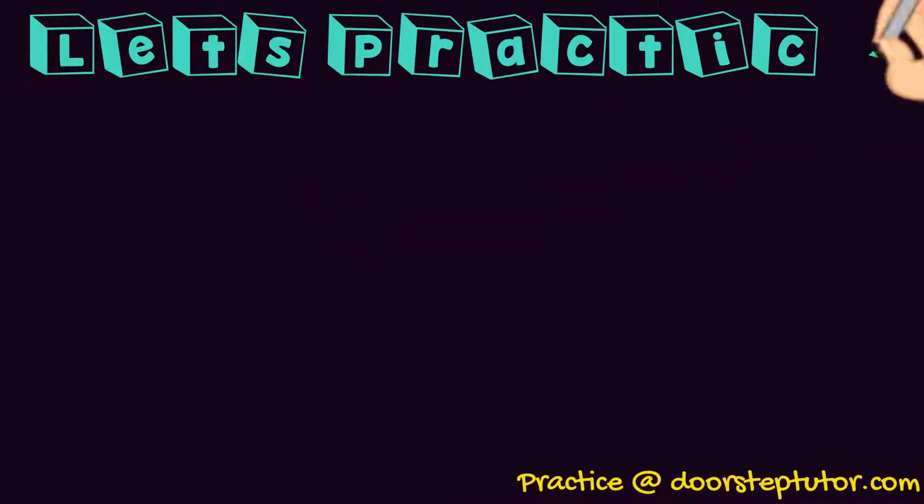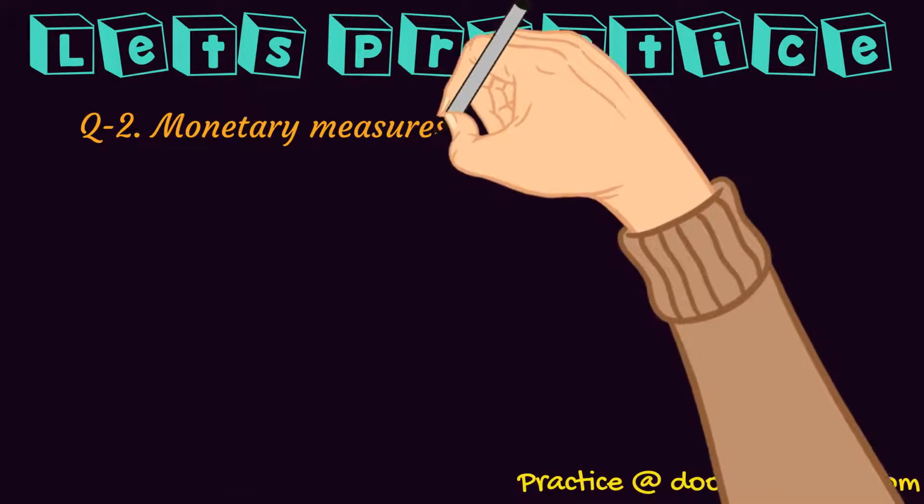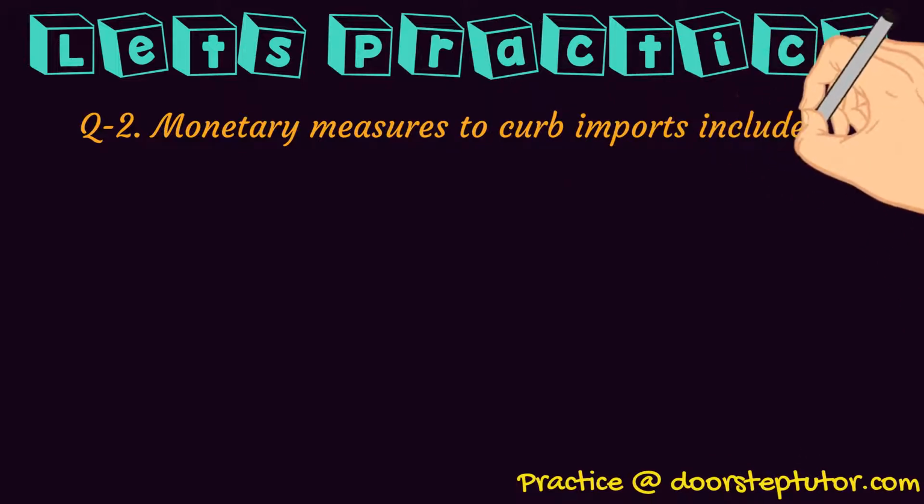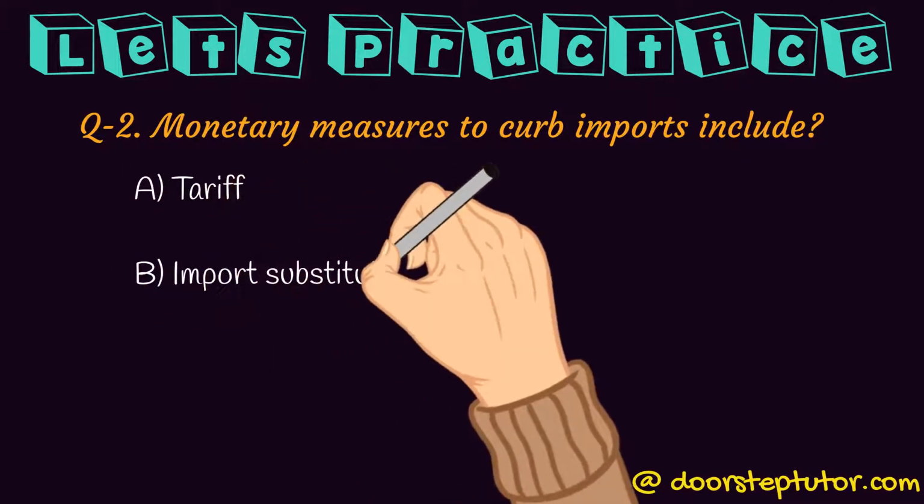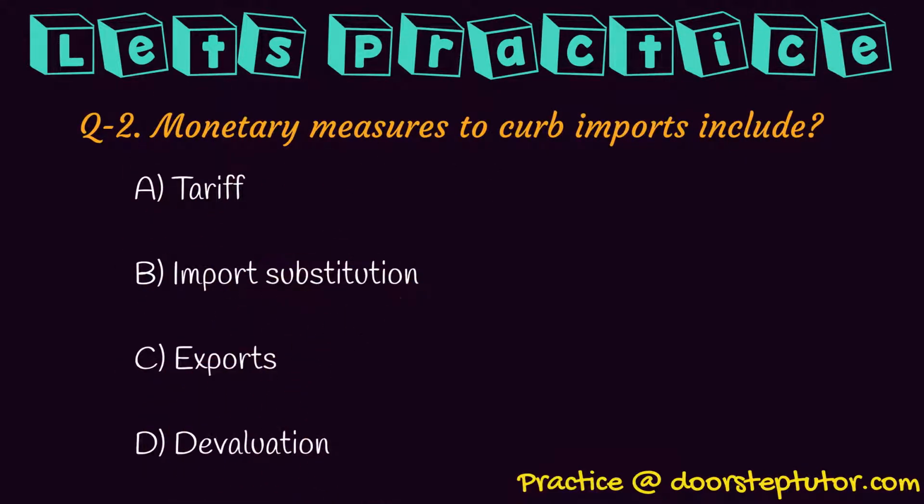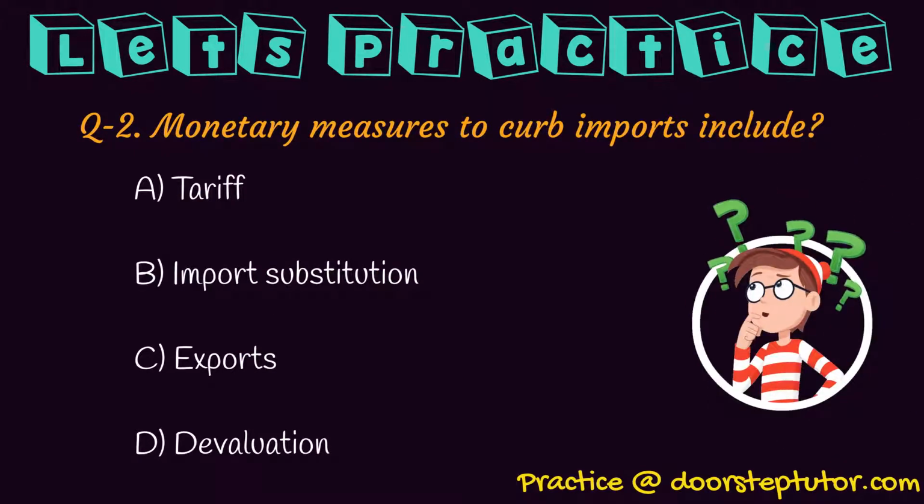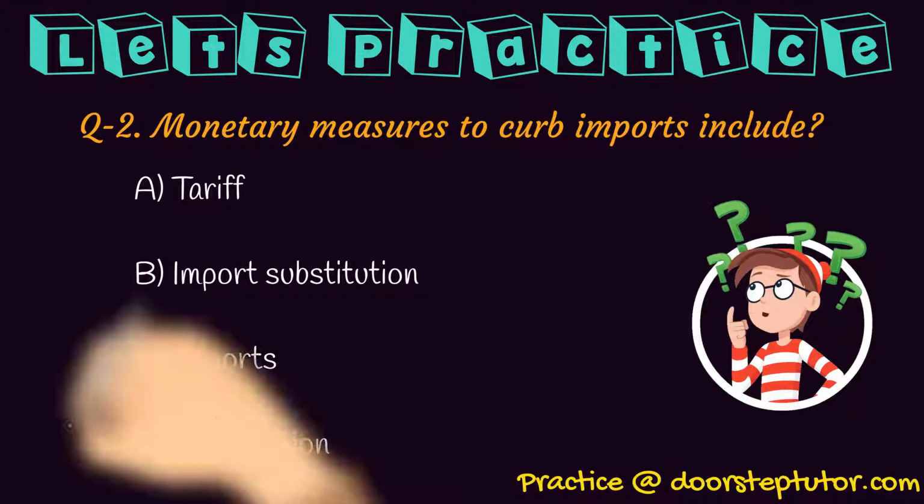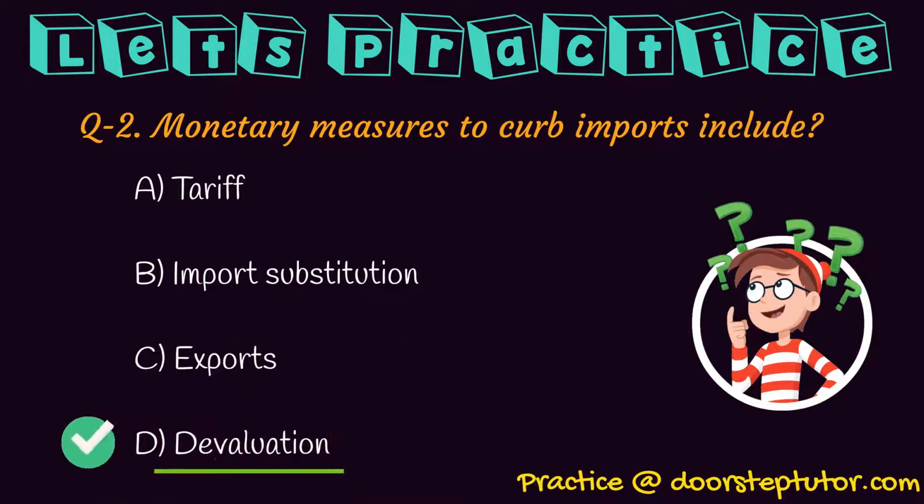The other question is: monetary measures to curb import include tariff, import substitution, export, devaluation. See, tariff, import substitution, export are basically non-monetary measures, but devaluation, as we discussed, is a monetary measure. So the correct answer for this question would be devaluation, right?